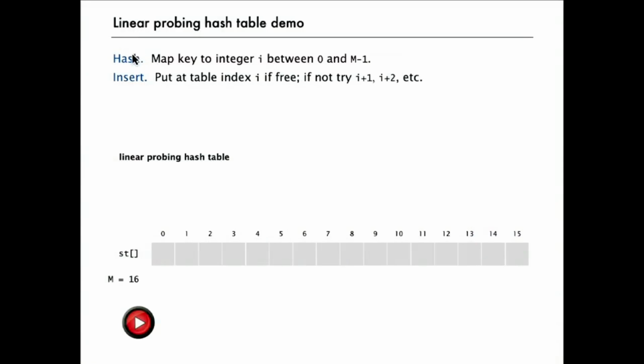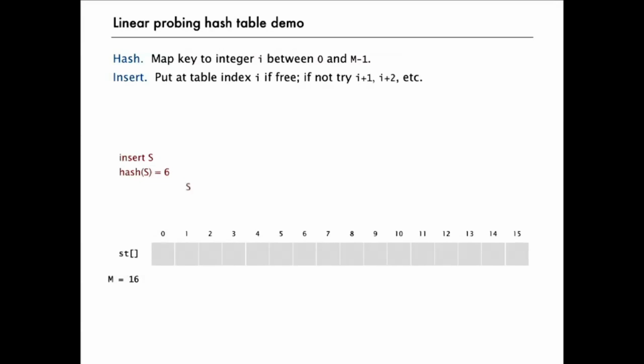So to hash, again, we do the same thing. We just map the key to an index. But in linear probing, to insert, what we do is we put it in position I if that's free. If not, we just look at I plus 1 and I plus 2 and wrap around to the beginning if we reach the end. That's also very simple to implement, and it works well as long as the size of the array is significantly bigger than the number of keys. Let's look at a demo.